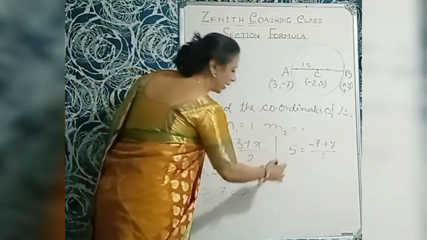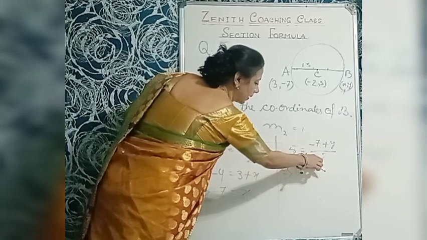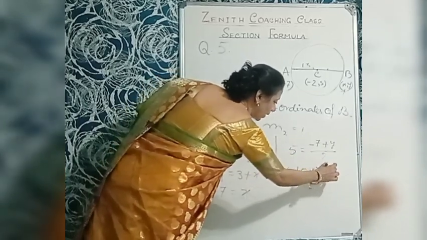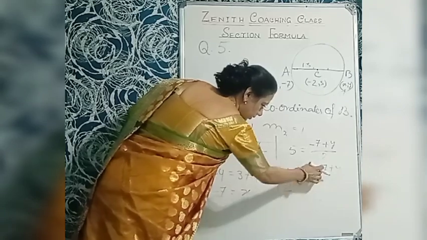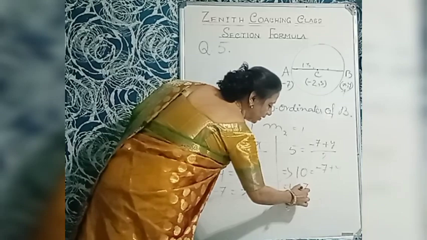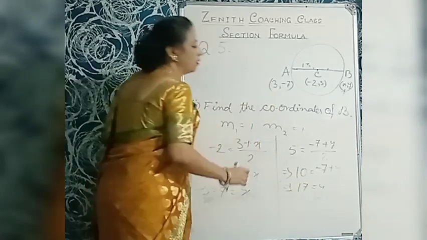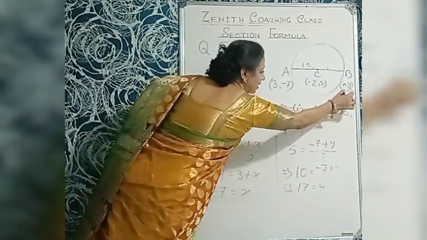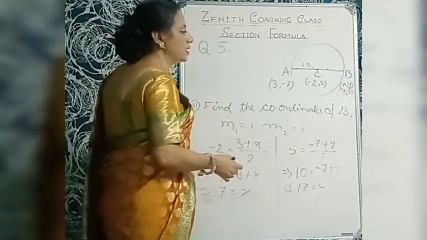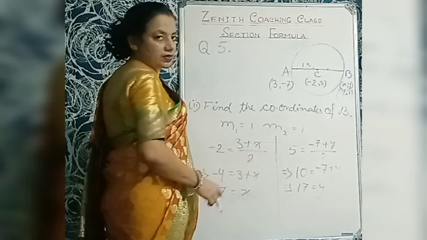Now in the case of y, 5 multiplied by 2, that is 10, equals minus 7 plus y. So take the minus 7 across, it becomes plus 7. So 17 equals y. So y equals 17. So the coordinate of B is minus 7 and 17.